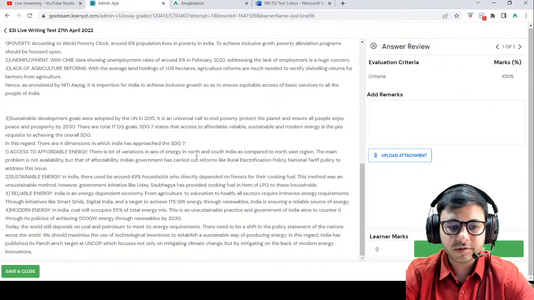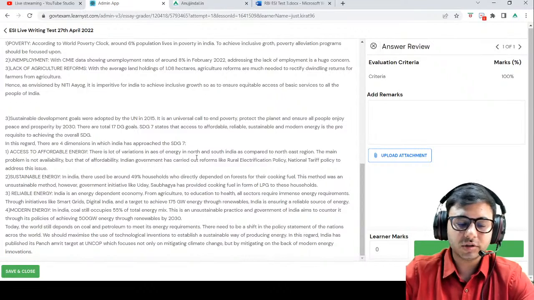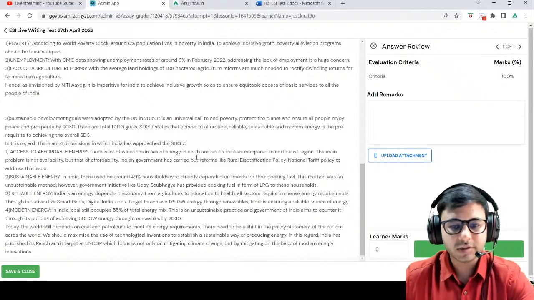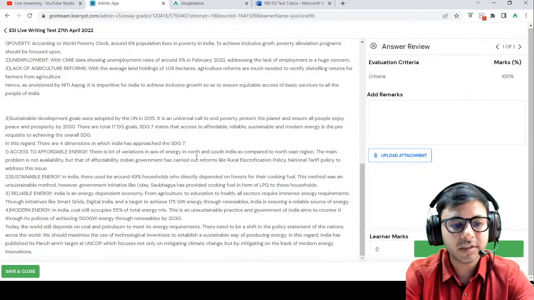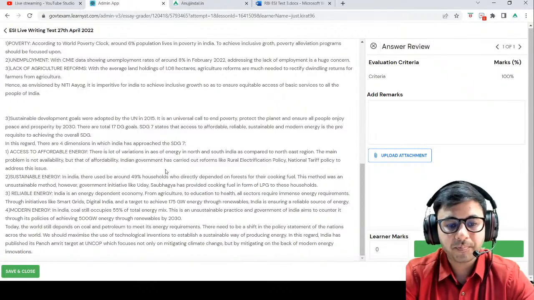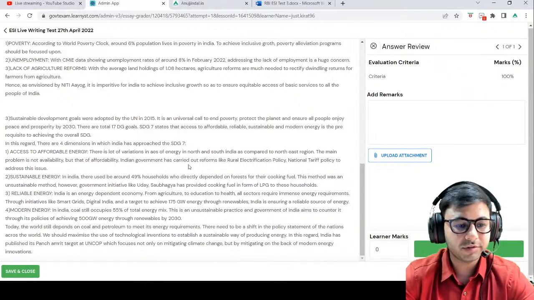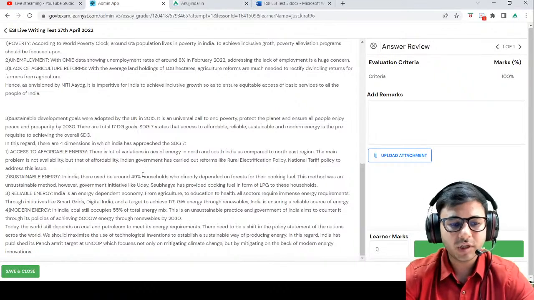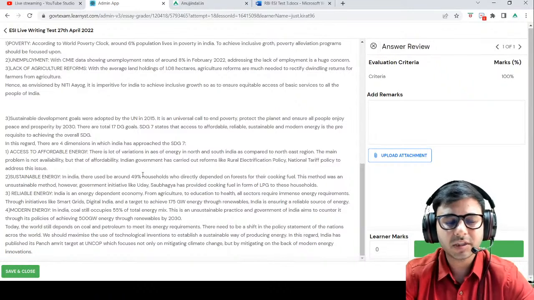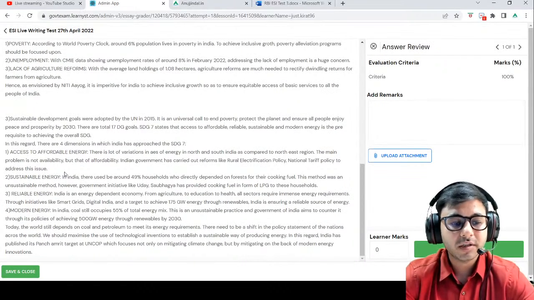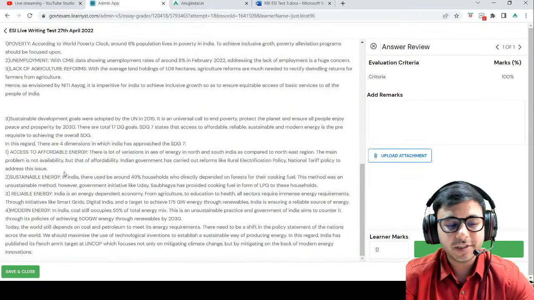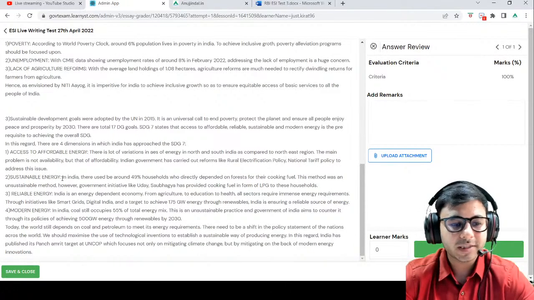Access to affordable energy. There is a lot of variation in areas of energy in North and South India as compared to Northeast region. The main problem is not availability but affordability. Reforms in rural electrification, national tariff policy to address this issue. Okay, the point makes sense, but not very impressive. Okay, now see, my standard has gone up because I'm reading your answer, so automatically I expect more from you.